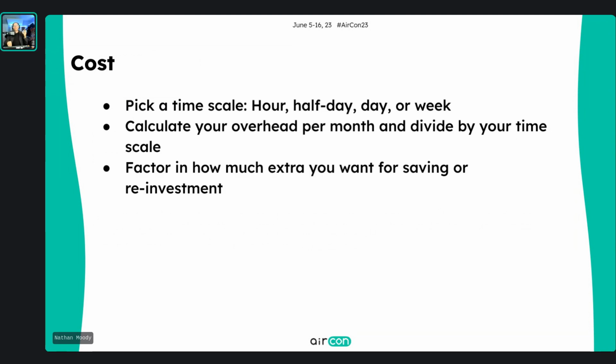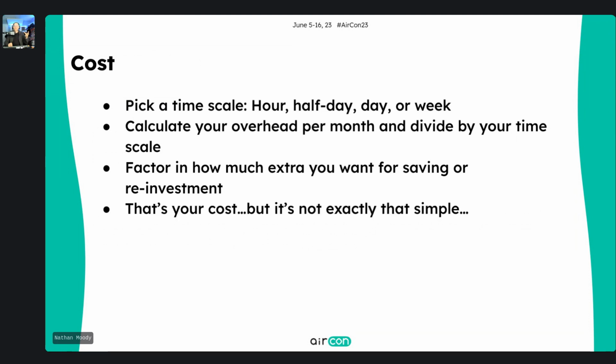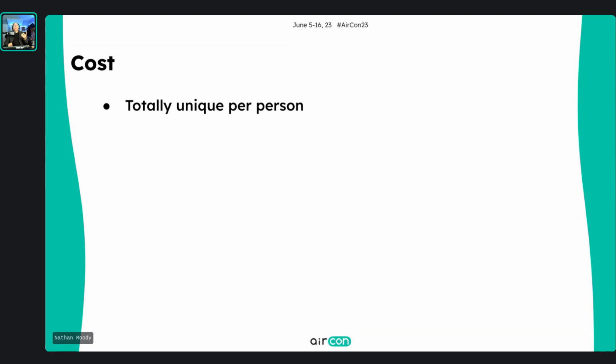But as I said before, it's really important to factor into your cost what you need to put away for saving, retirement, reinvestment, repairs, veterinary bills, college funds. That is all your overhead. It's not just rent and electricity bills and utility bills. Really, really important to always factor that in. So that's your cost, but it's not always as simple as this formula of overhead per month divided by time scale. There are other factors to consider as well.